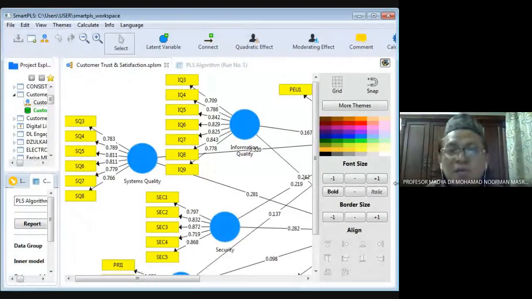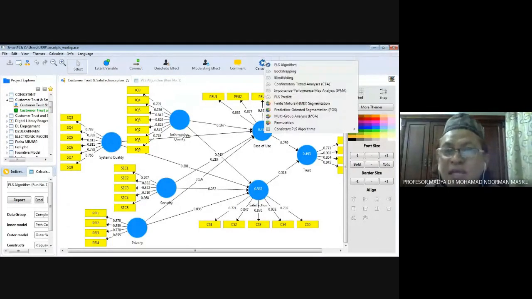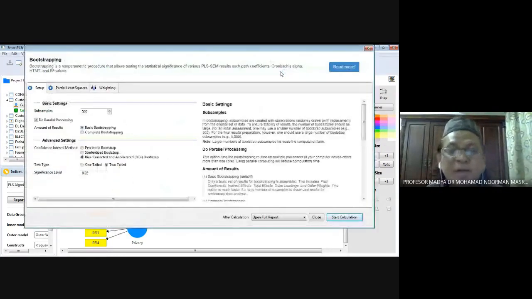Now, on your menu bar, you click calculate, and you will be shown several options. You click on bootstrapping. Once you have clicked that, this pop-up window will appear and you have several options. The one that you have to focus on is the one-tail, two-tail radio button. Just click on one tail, and then click start calculation. It will take some time.